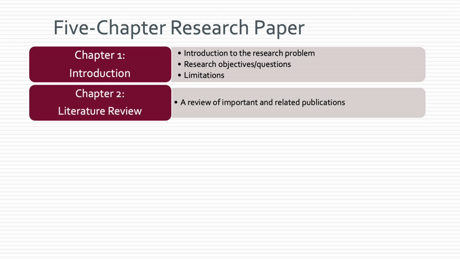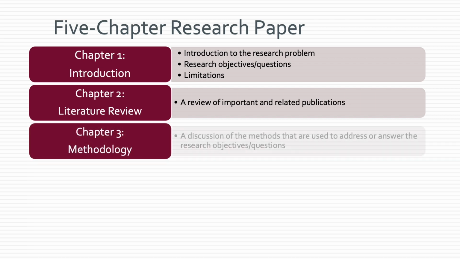Chapter 2, that's our literature review or lit review, and that is a review of important and related publications, things that are related to your topic area, and be sure that you pay attention to the outline in the assignment because it'll give you a lot more help and a lot more details on this. We have methodology, which is a discussion of how you're going to find out the stuff you need to find out to answer those research objectives and questions and ultimately your research problem.